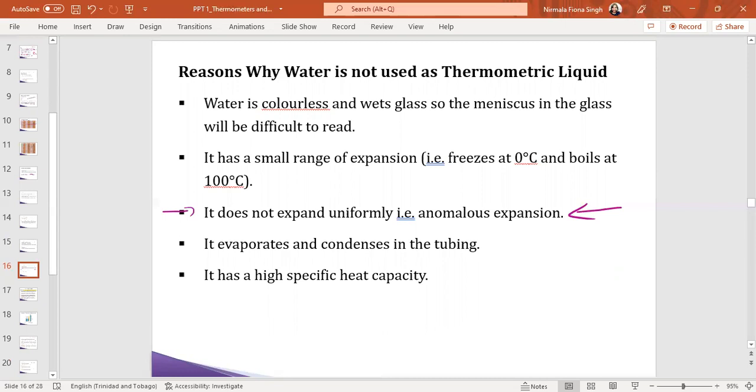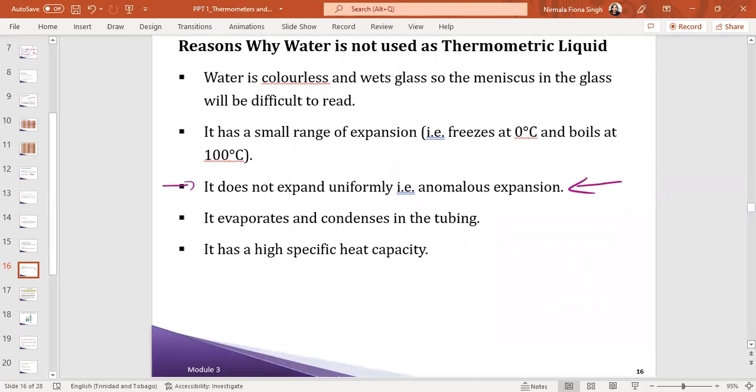Mercury is a metal. Metals respond to heat almost instantaneously. Alcohol, because of its nature as a volatile liquid, responds to heat very quickly. Water, on the other hand, will sit down and take its time. So all these are reasons why we don't use water in our thermometers. You would think there's a cheap liquid, it's everywhere, we could use it. No, it's one of the worst things to use.